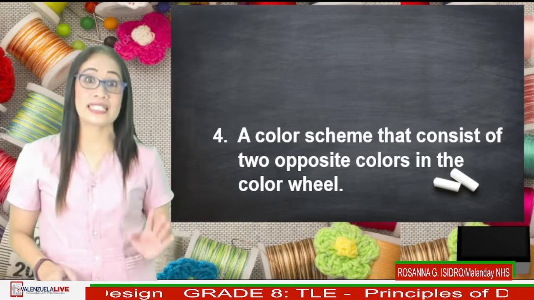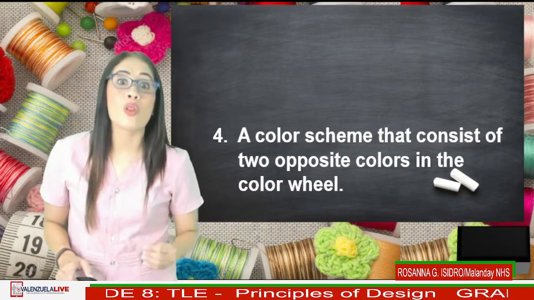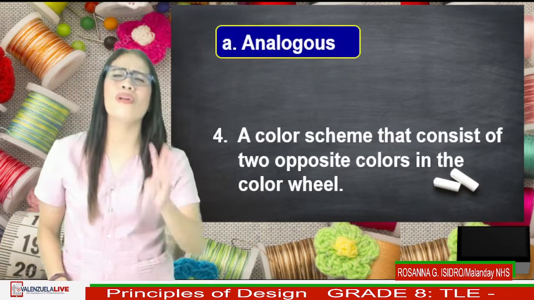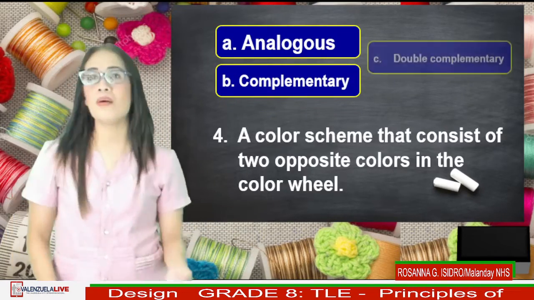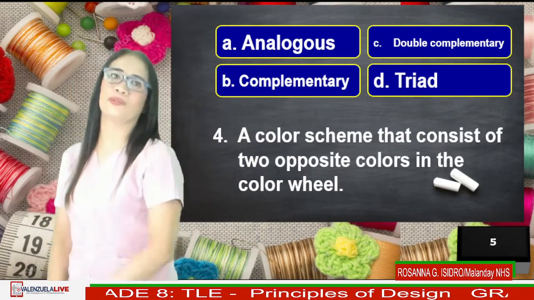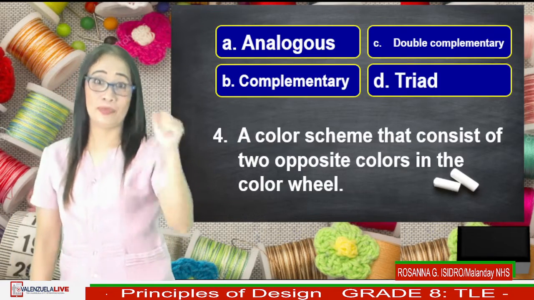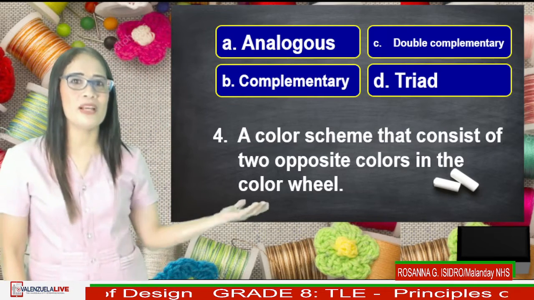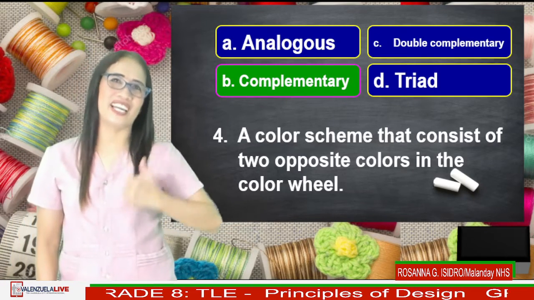Number 4. A color scheme that consists of two opposite colors in the color wheel chart. It is letter A, analogous, or letter B, complementary colors, or letter C, double complementary, or letter D, triad. Your time starts now. 5, 4, 3, 2, 1. Oh, your time is up. If your answer is complementary color, then you're great.